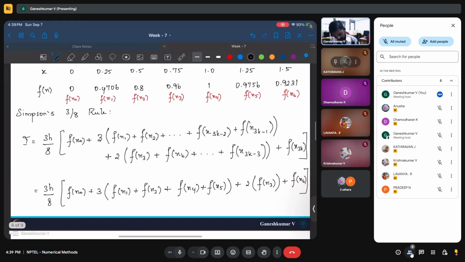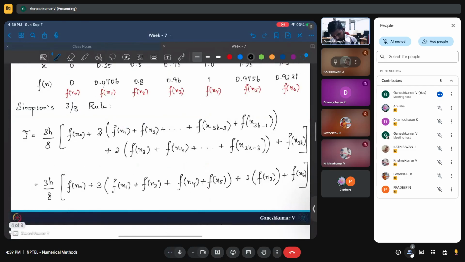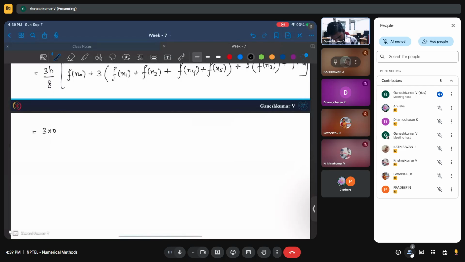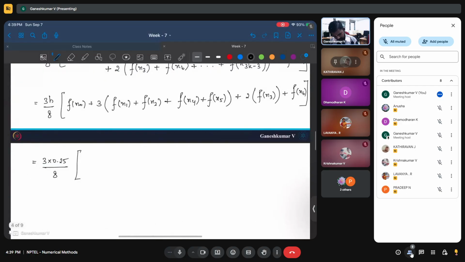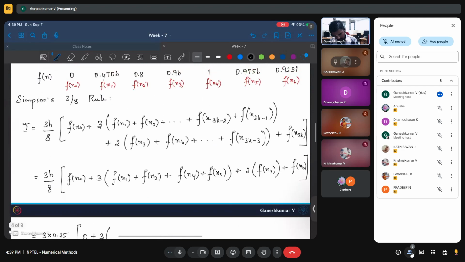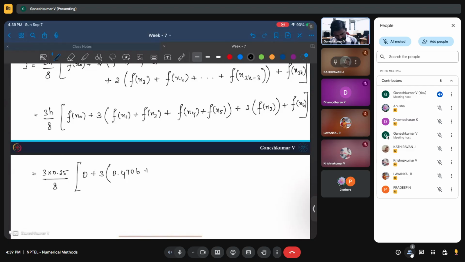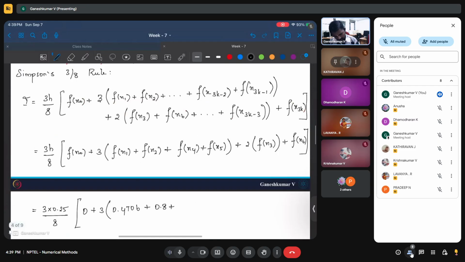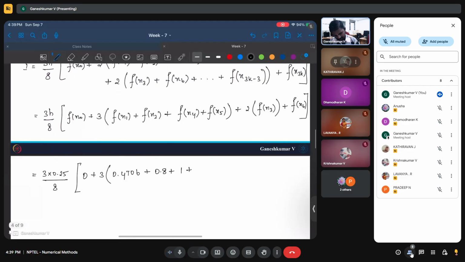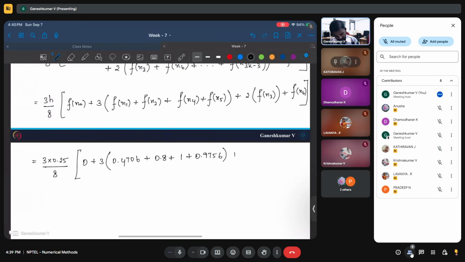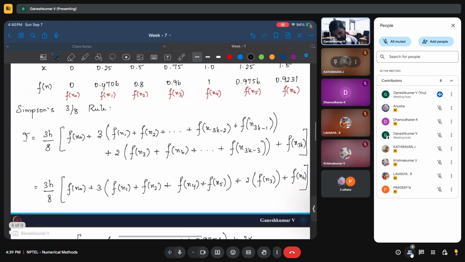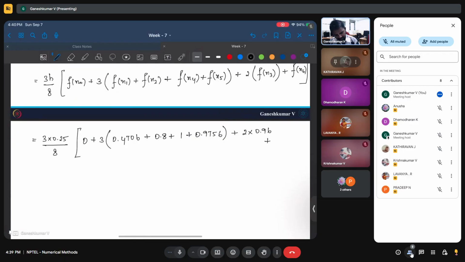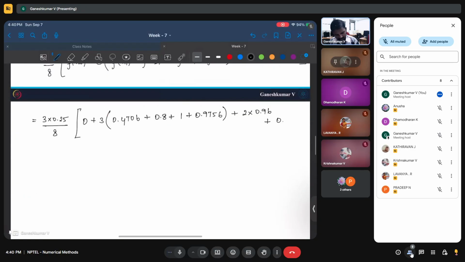All right, now you have h to be, what is your h we already found is 0.25, so let's substitute them here. 3 into 0.25 divided by 8 into f of x naught is 0 plus 3 into 0.4706 plus, sorry, 0.8 plus 1 plus 0.9756 plus 2 into x3 is 0.96, and finally you have x6 to be 0.9231. Okay. Now let's evaluate this.